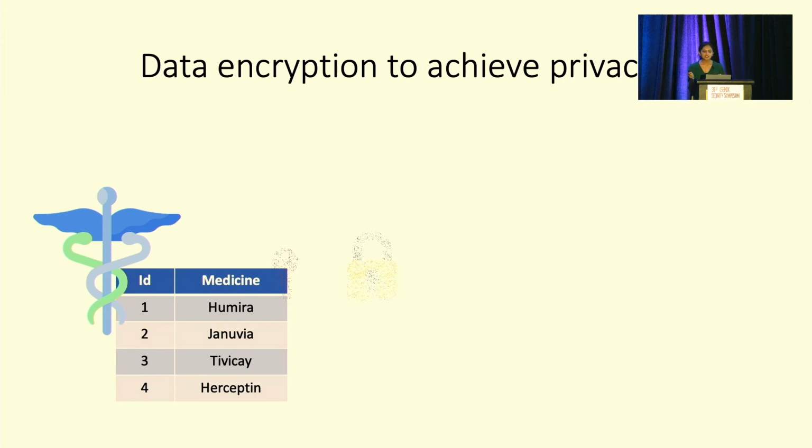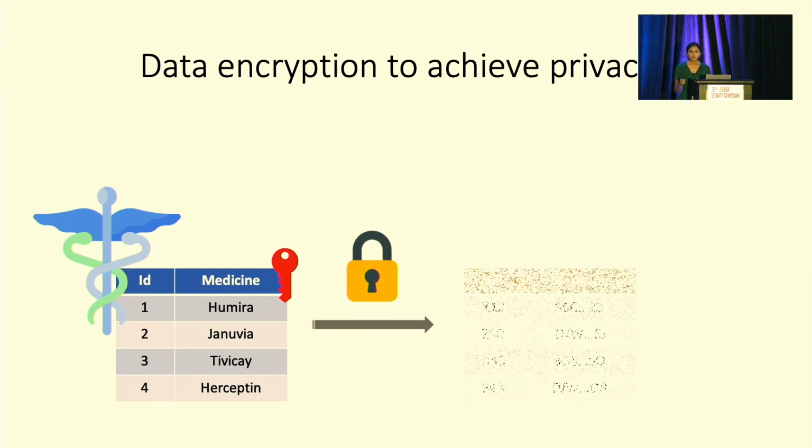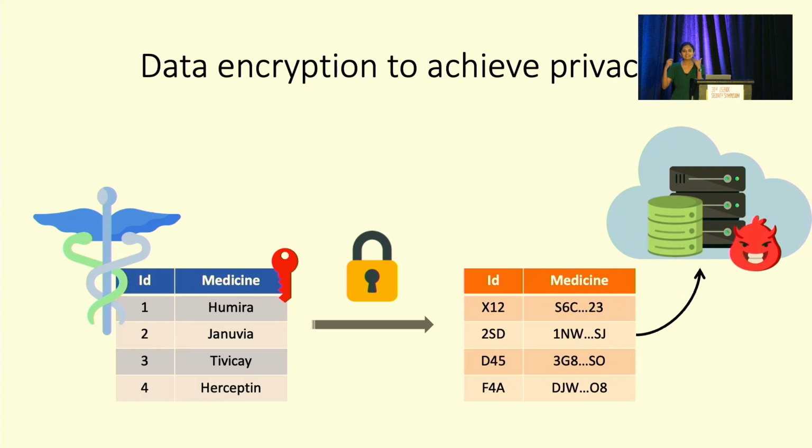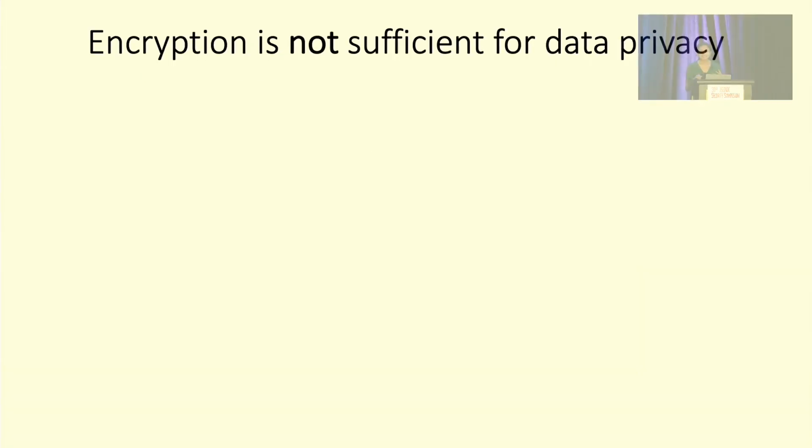And so this company encrypts this data and stores it on some third-party cloud provider that may not necessarily be trustworthy. We're specifically looking at honest but curious adversaries that are not going to actively manipulate my data, but will passively observe and learn some non-trivial information about the system. Researchers have shown that just encryption is not enough to preserve data privacy.